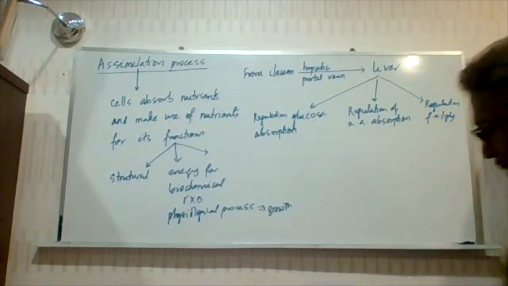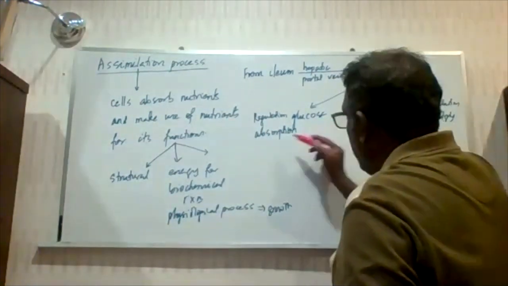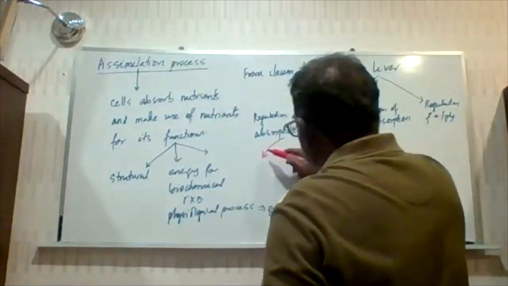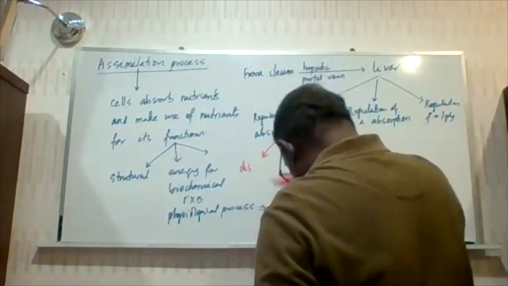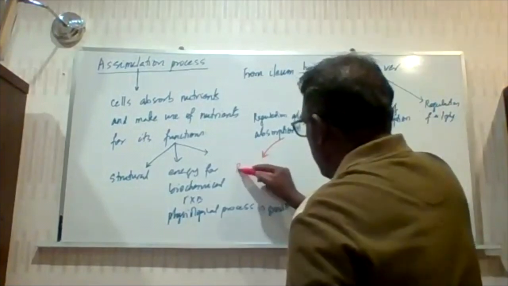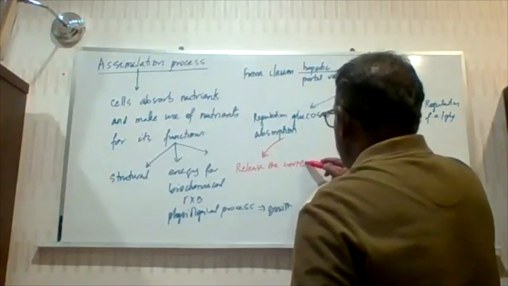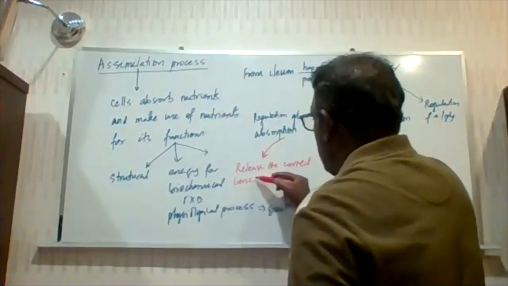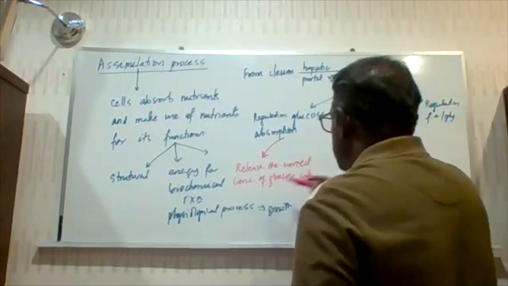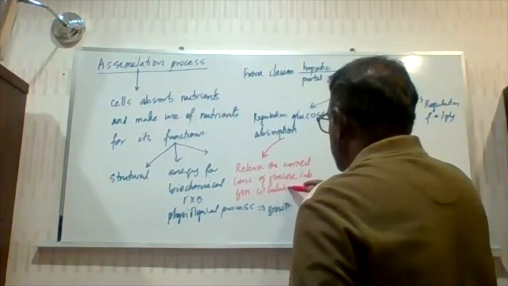So number one, the liver will take a good look at the amount of glucose, and the liver will release the right amount of glucose to the general circulation. That's number one: release the correct concentration of glucose into general circulation. This is what is going to happen to the glucose.